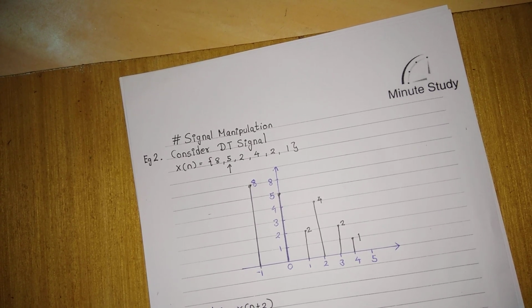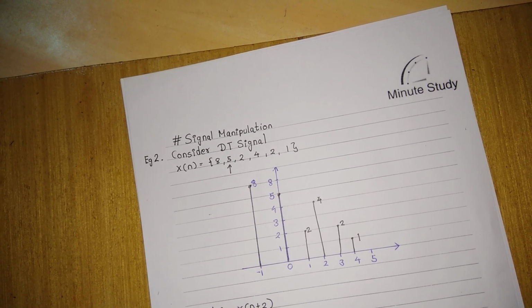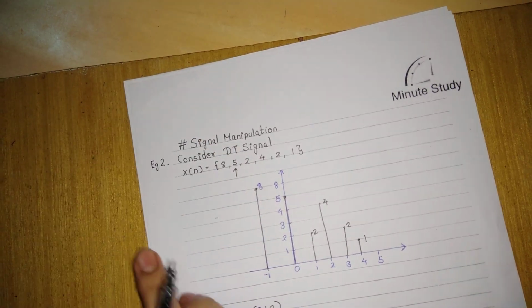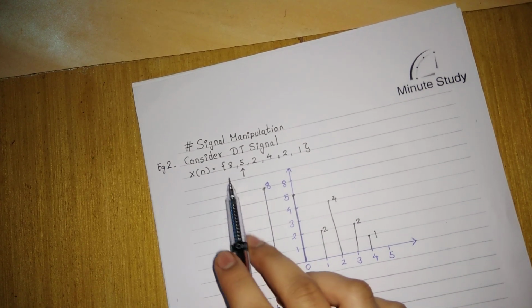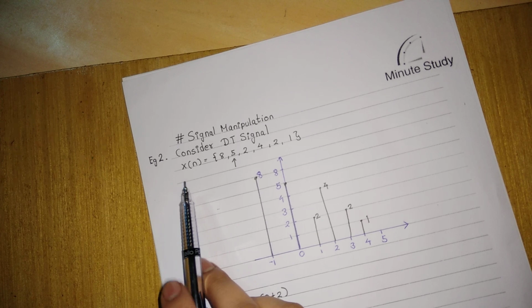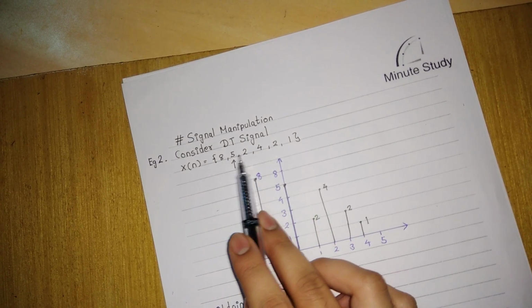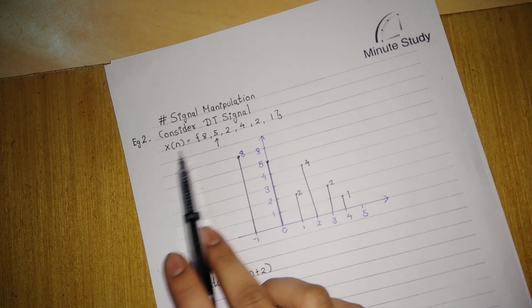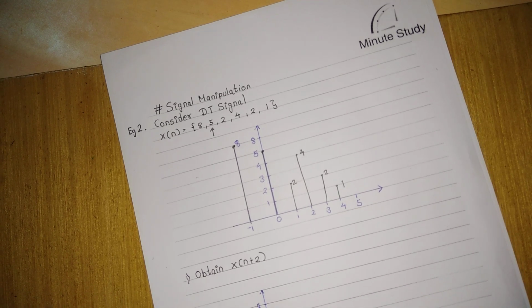So in the previous video we have solved various signal manipulation operations which we can perform with our DT signal. In this video let us consider one more example, one more DT signal, and perform certain signal manipulations on it. Consider our x of n as 8 5 2 4 2 1, and consider 5 as our origin. We use a sequential representation and a graphical representation to solve in a convenient way.